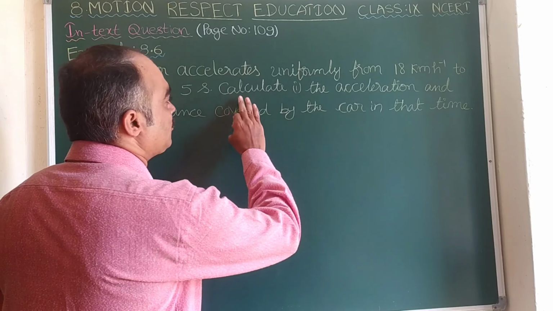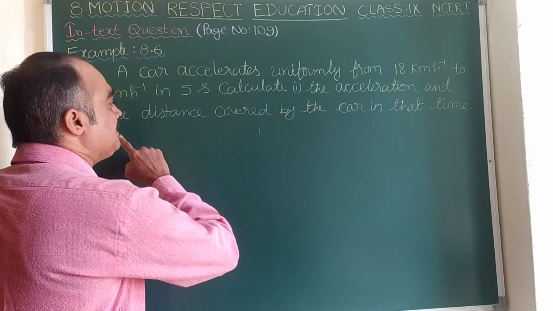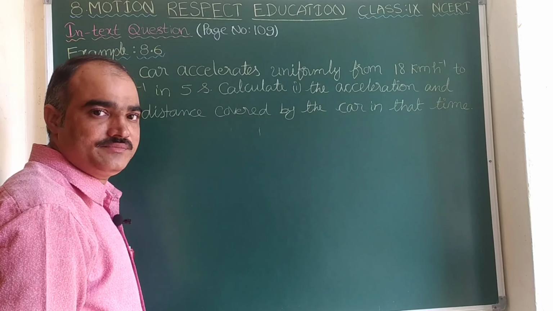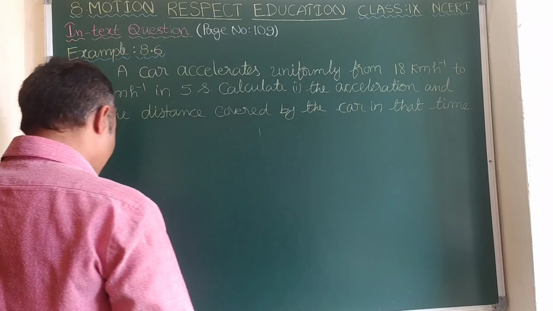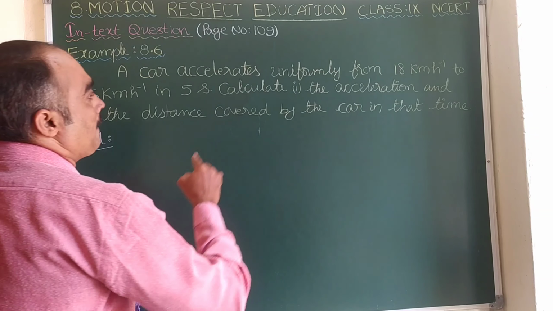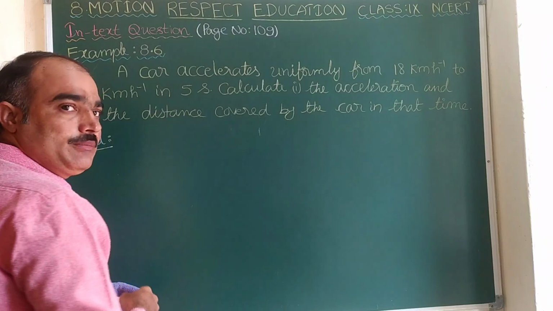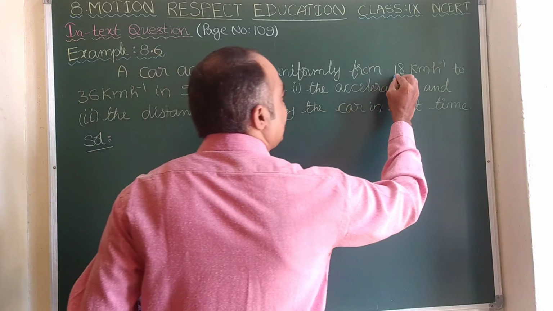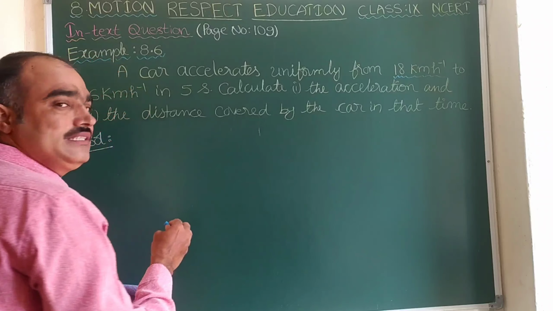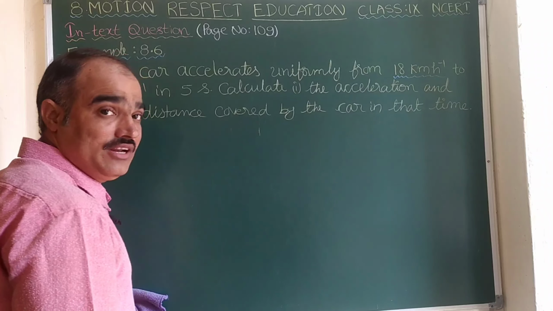Now the question is to calculate two bits. The first bit is the acceleration and the second bit is the distance covered by the car in that time, that means in the 5 seconds. Now let us write the given data. The car changes its speed from 18 km per hour to 36 km per hour. Here you understand, 18 km per hour is the initial velocity, and it is changed to 36 km per hour, that is the final velocity.